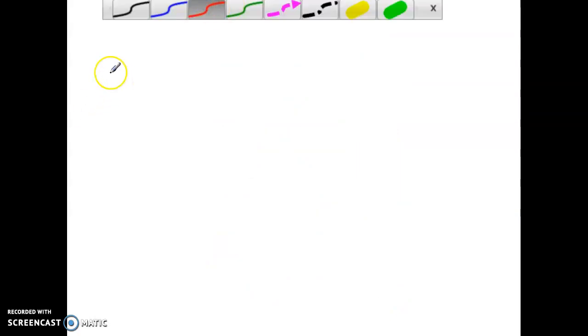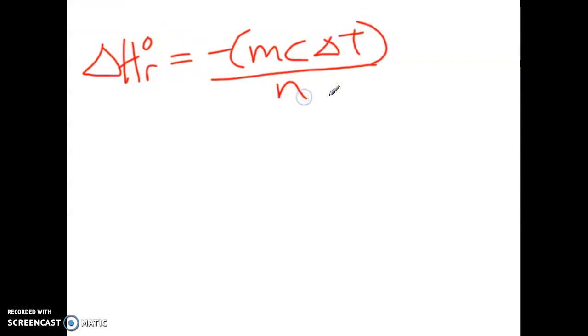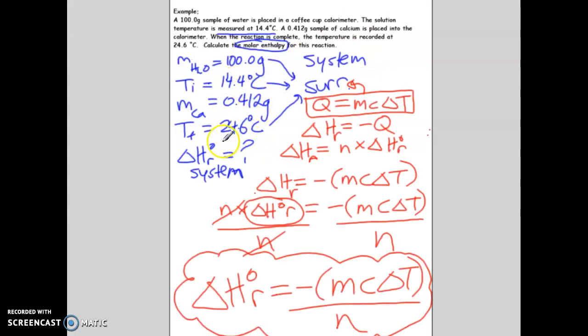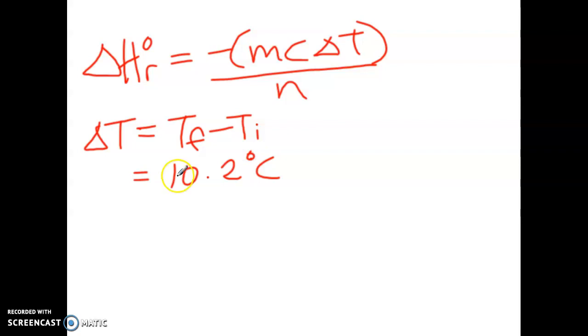Okay, so we have, let's use our combined formula, negative mc delta T over n. So our delta T, we have our T final and we have our T initial. It's always final minus the initial. If we plug in those values here, we should get a change in temperature of 10.2 degrees Celsius. Just by seeing that this is a positive delta T, we know this is going to be an exothermic process. Our surroundings is gaining energy, which means the system had to be releasing it.